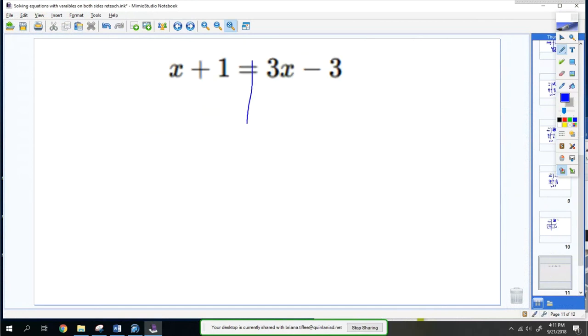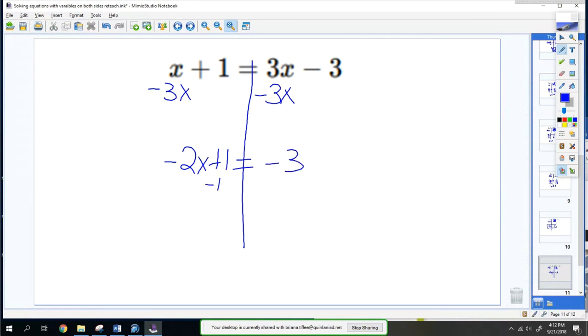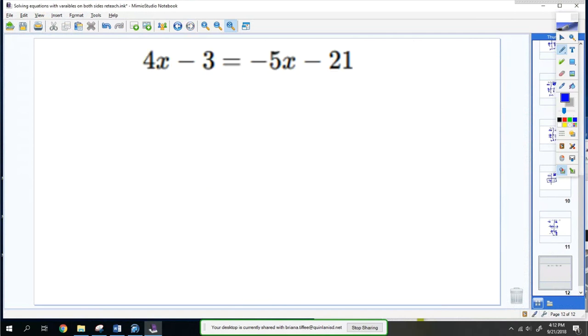I'm going to subtract 3x from both sides. x minus 3x is negative 2x plus 1 equals negative 3. Subtract 1 from both sides. You get negative 2x is equal to negative 4. Divide negative 2 to both sides. And you get x is equal to a positive 2, because a negative 4 divided by a negative 2 is a positive 2. Last one.